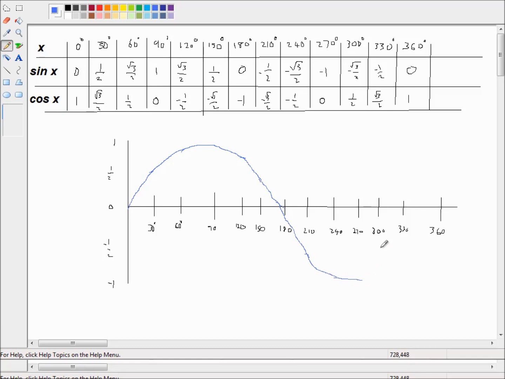And then we're at 300 degrees at negative root 3 over 2 again. So just coming down a little bit. And then 330 degrees we're down to negative a half. Looks nice. Okay, and then 360 degrees we're down to 0. So that's our sine. That's our sine x. So I'm going to write y equals sine x.